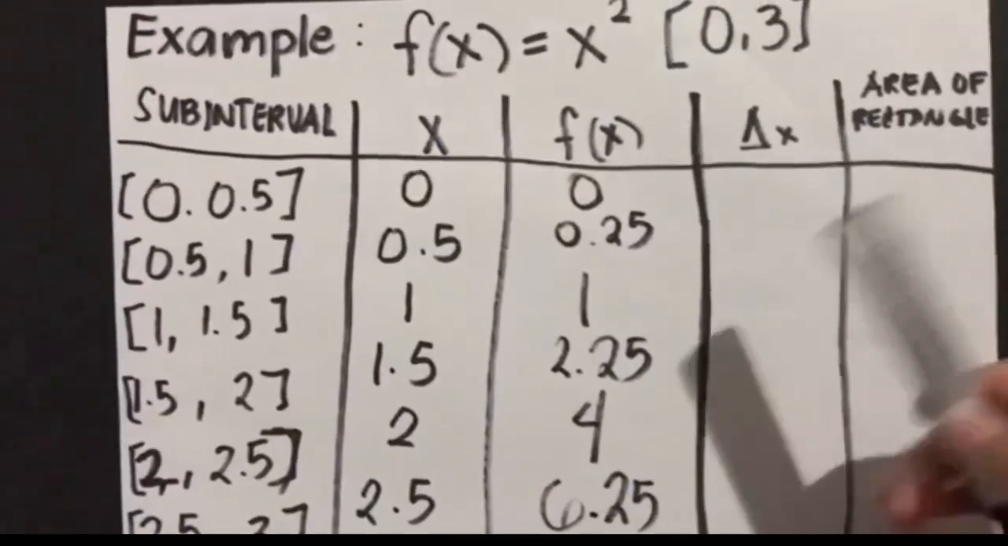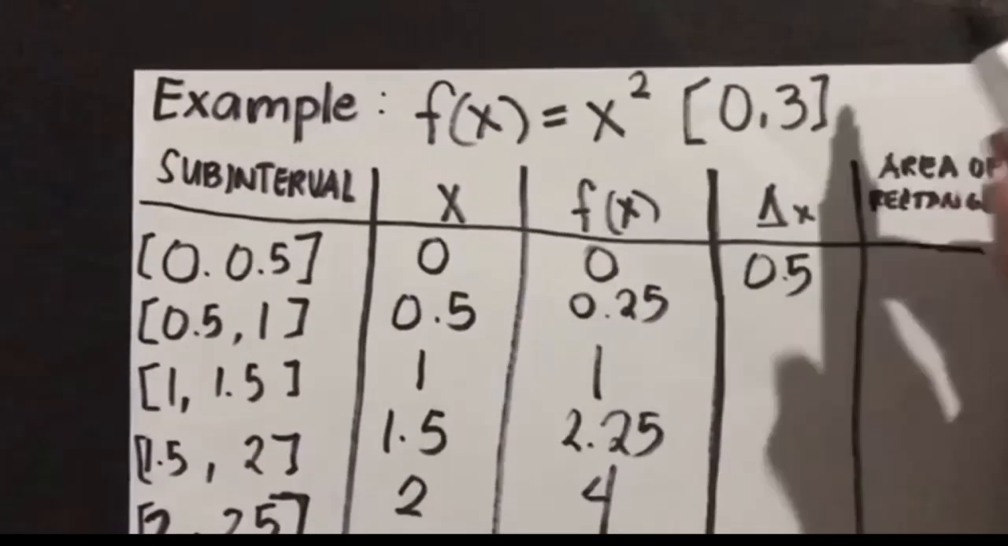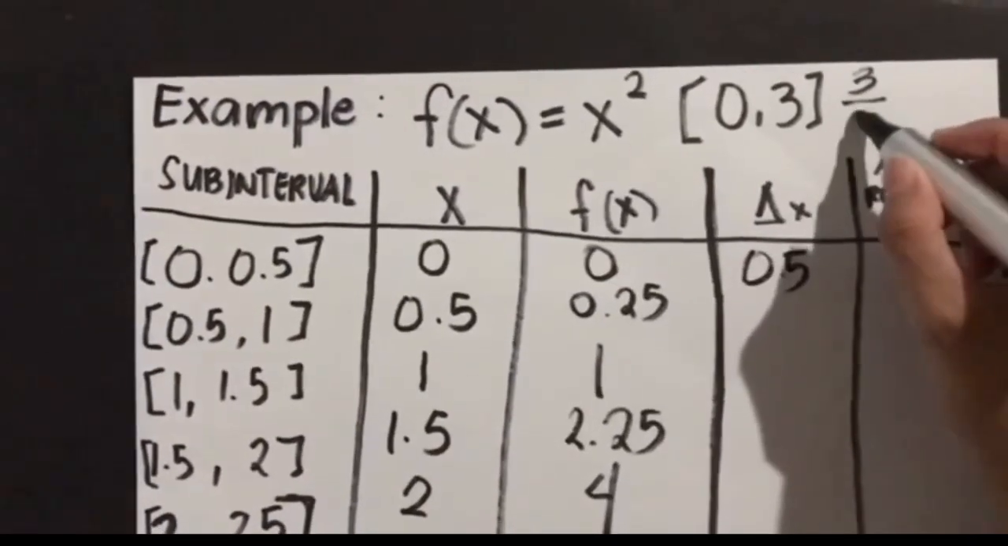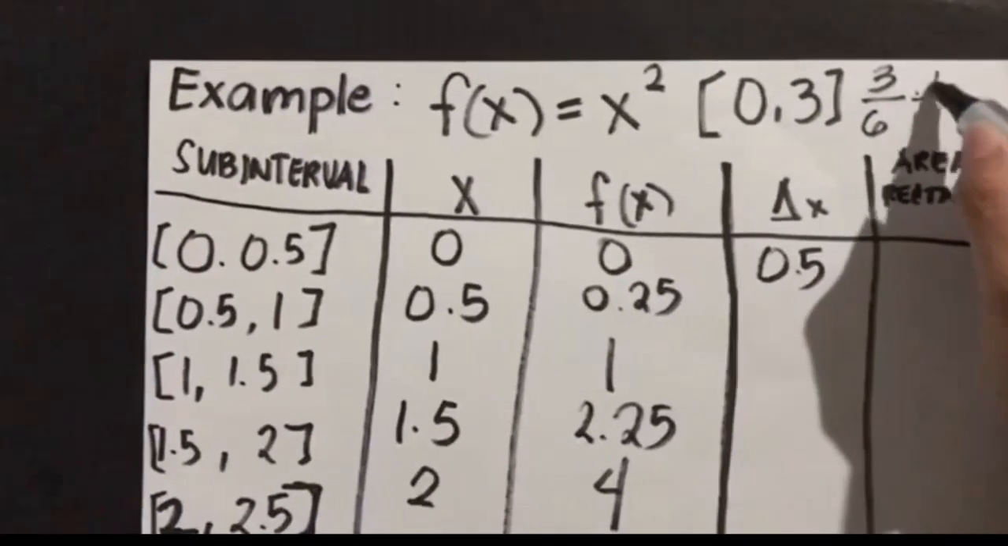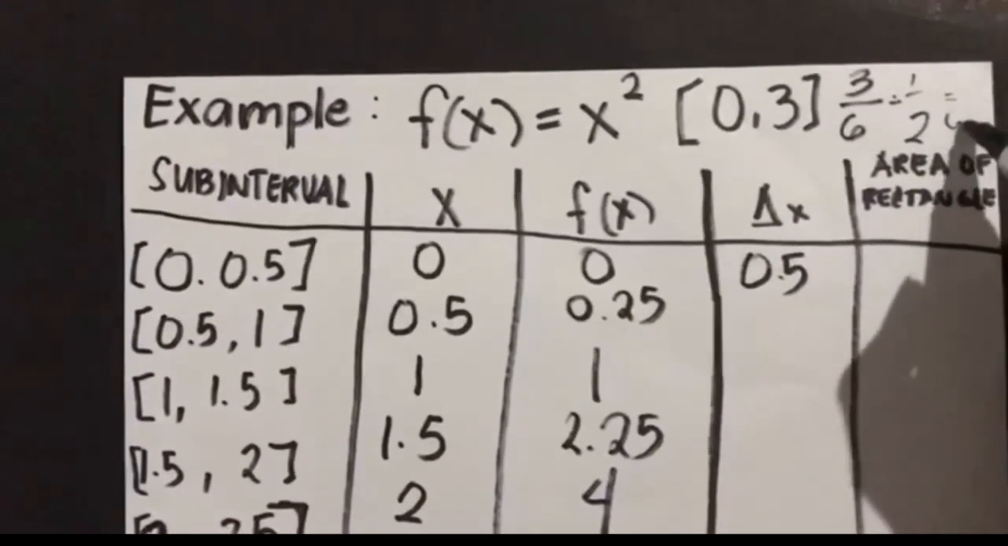The delta x is 0.5. Why? Because 3 over 6 equals 1 half. 1 half converted into decimal is equal to 0.5.